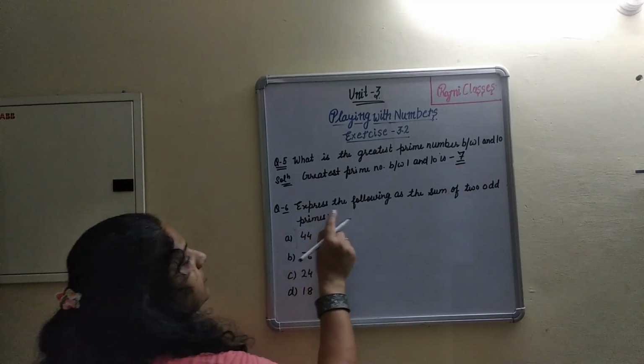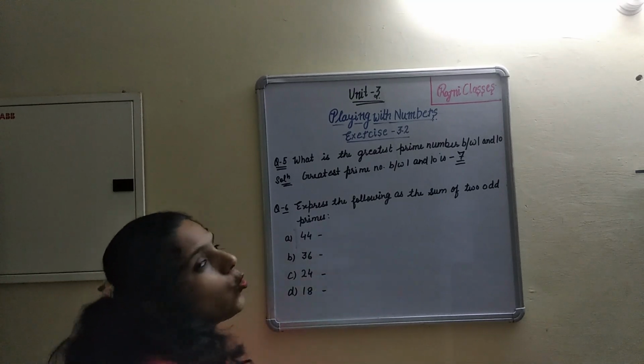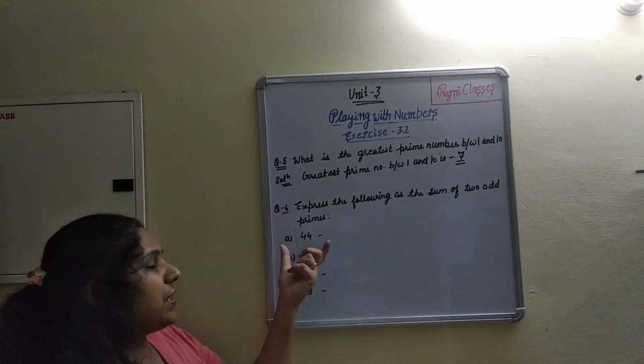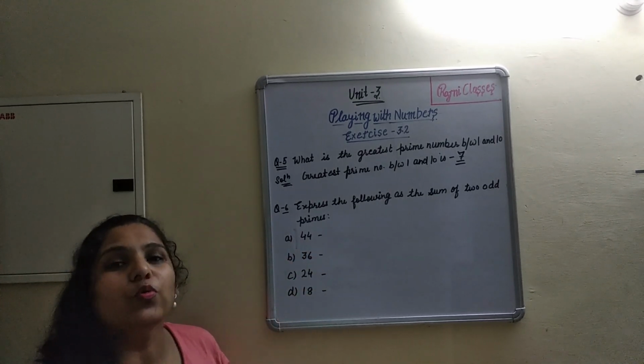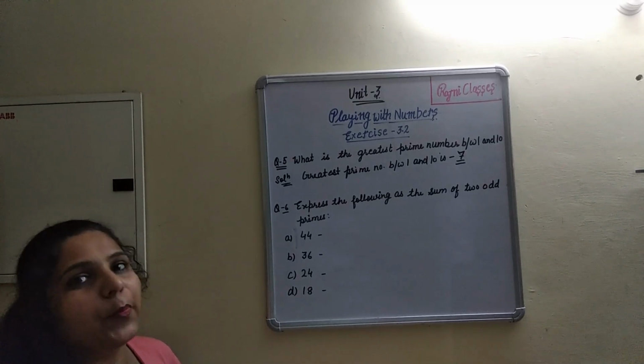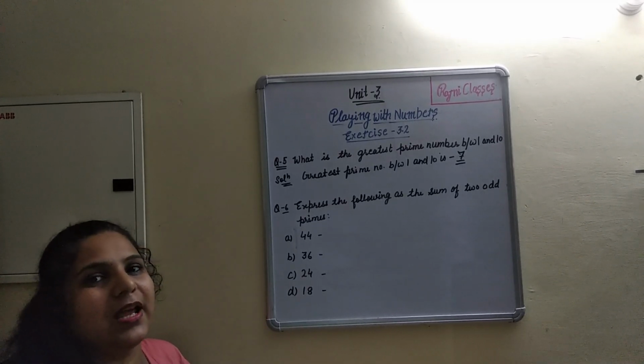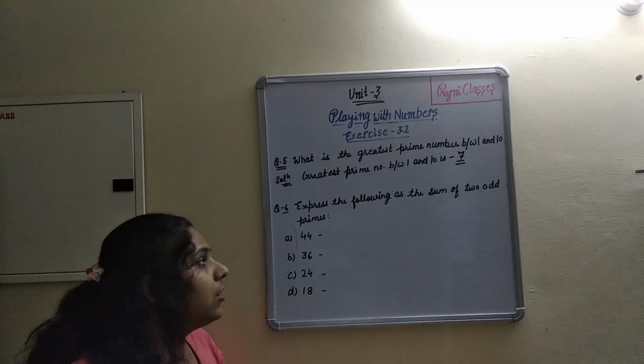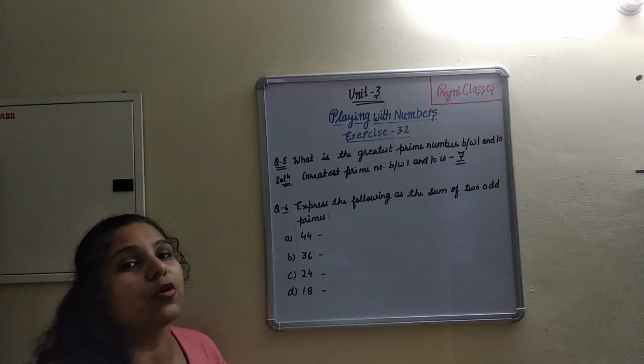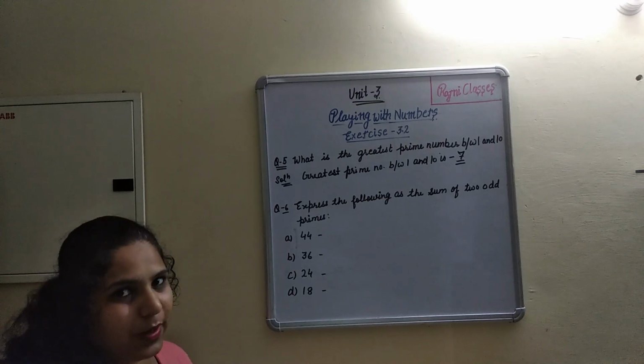Next question. Express the following as the sum of two odd primes. We have to express these numbers as the sum of two odd primes. Okay, odd primes means we can't take 2. Okay, clear? 2 को हम नहीं ले सकते because that is the only even prime number. Okay, beta?